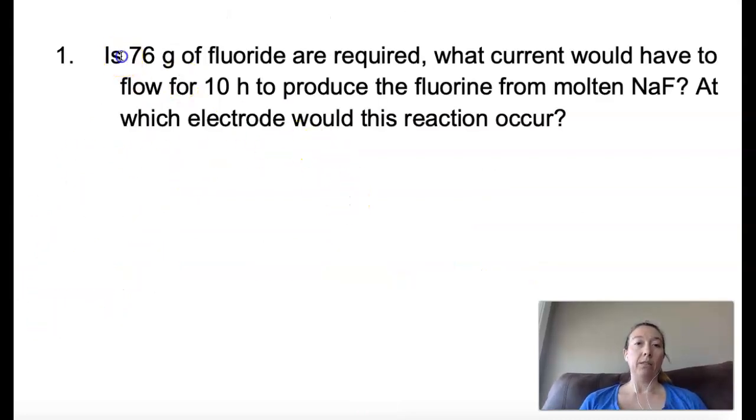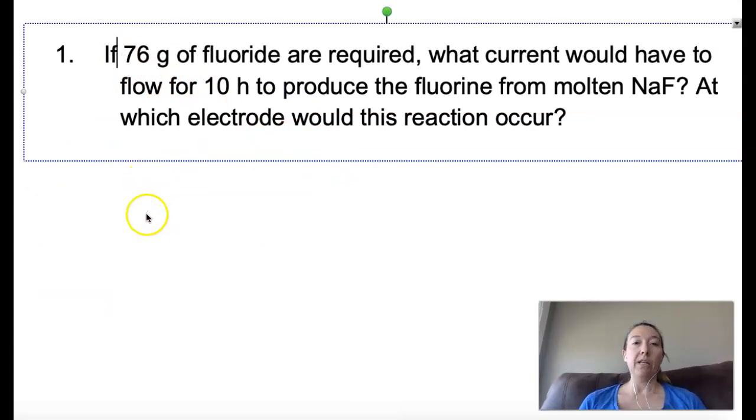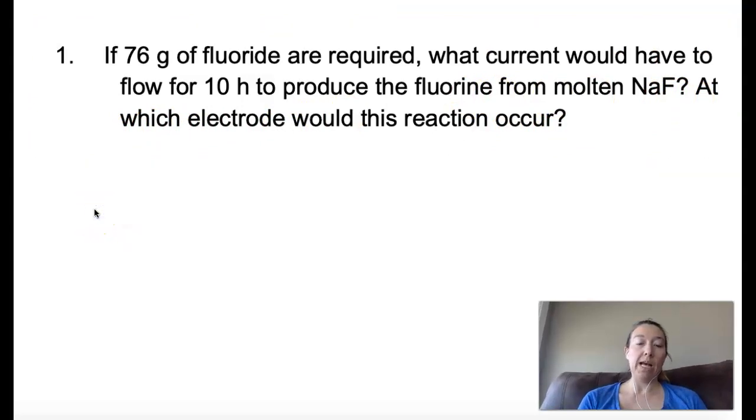Okay, if 76 grams of fluoride are required, what current would have to flow for 10 hours to produce the fluorine from molten sodium fluoride? At which electrode would this reaction occur? So we have the fluoride that we are beginning with, and this is turning into fluorine.